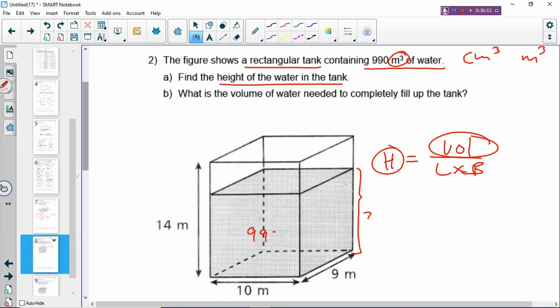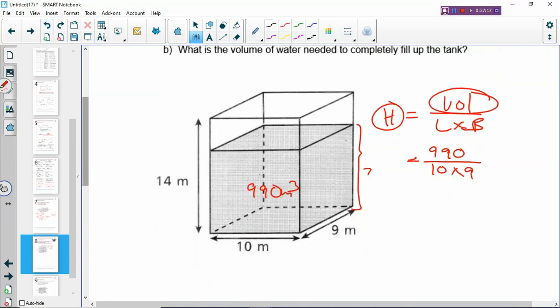Which is 990 meter cube. Then can I find the height? Yes, I can. So the height will be equal to the volume of the water. Let's leave out the unit sign, which is 990 divided by length times breadth. So length is 10, breadth is 9. So remember, height and volume must always refer to the same thing. This is a very common mistake that students will make. They get confused by how they find the volume or the height, because they forgot that the height and the volume must always point to the same thing.